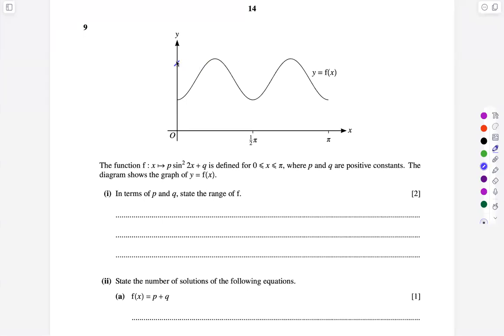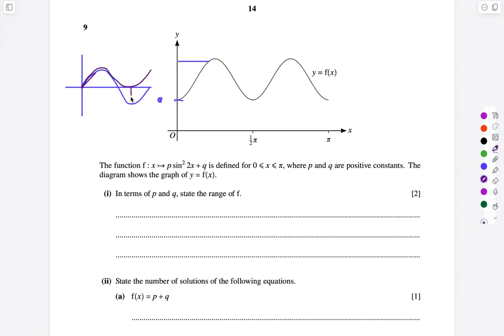So this value up here will be the maximum value, and this value down here will be the minimum value. We have to give these values in terms of p and q. To understand this, we first have to understand what the graph of a sine x graph looks like. If we draw a graph of sine x, it will look like this. And if we square it, the negative part is reflected into the positive part of the graph. So after squaring, the graph looks like this.